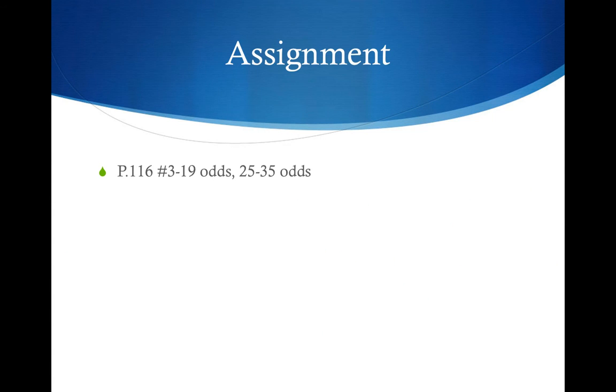So for your homework assignment, you have some problems in your book, 3 to 19 odds, and then 25 to 35 odds. Here you're completing the square, so it's that whole process of going through all of the steps. In the 3 to 19, some of these you're just factoring, and then some you're just figuring out that value of c that makes it factorable, like some of those initial examples we saw.